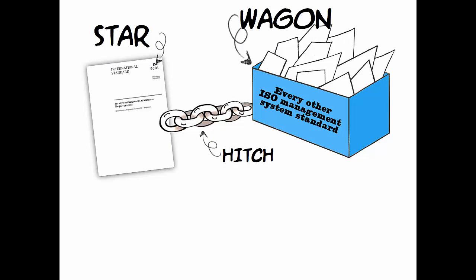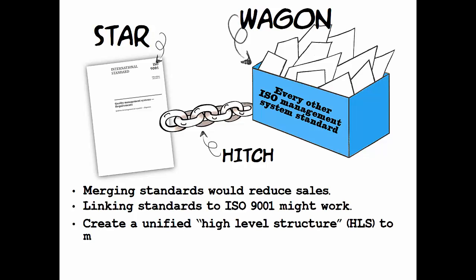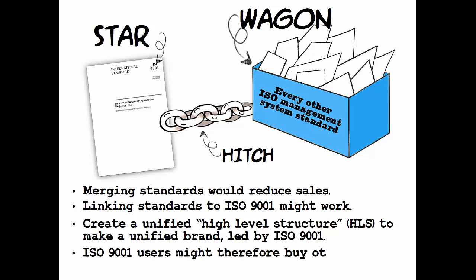So what they decided to do was to hitch every other ISO management system to ISO 9001. They realized, again, the merging standards would reduce the sales. So instead, they said, we're going to link the standards somehow to ISO 9000, and that might work. So they wanted to create a unified high-level structure, or HLS, which would make all the other standards look like ISO 9001. And then they could be sold as, you know what, if you have this one, you might as well go ahead and do the other standard because it's going to be similar, right?